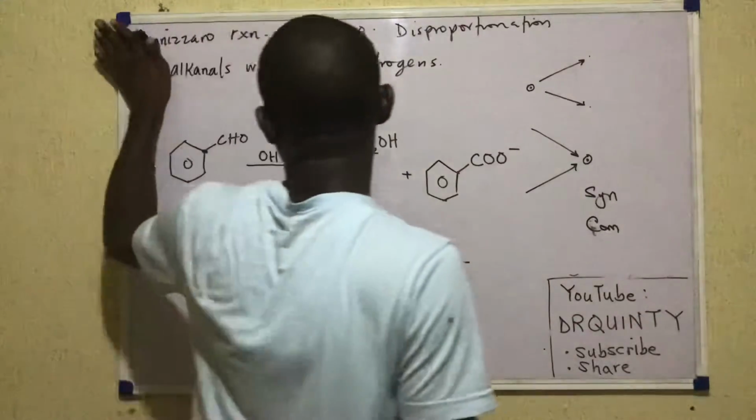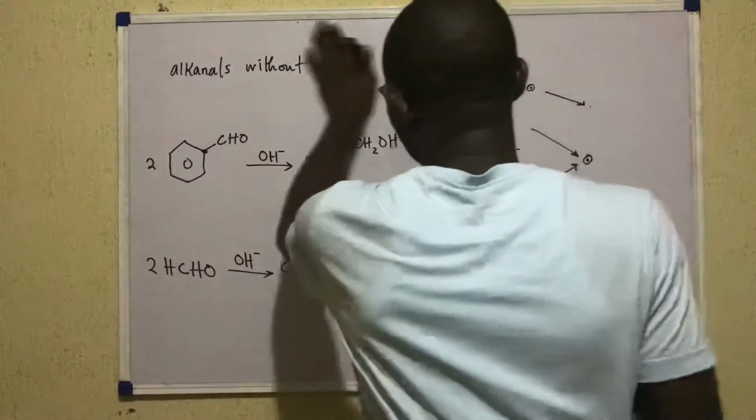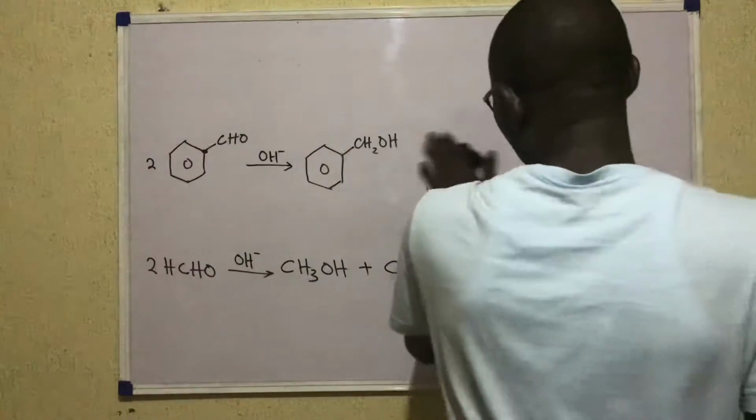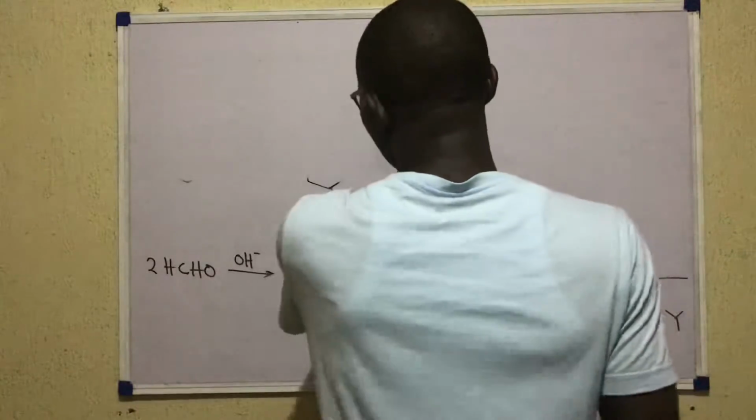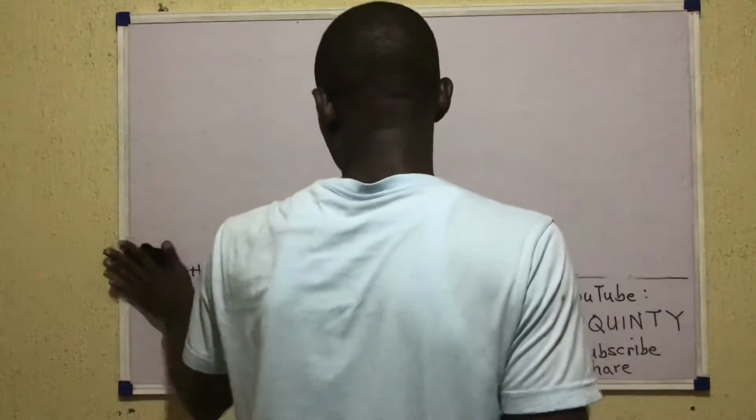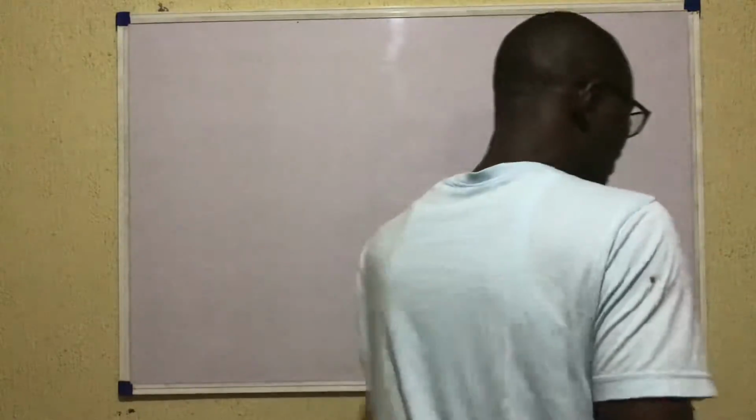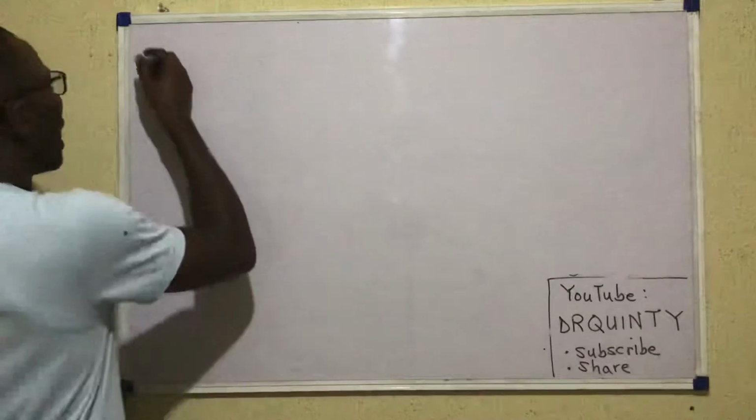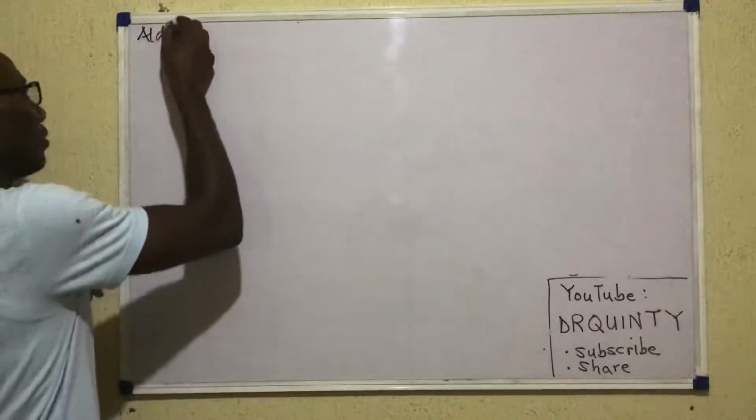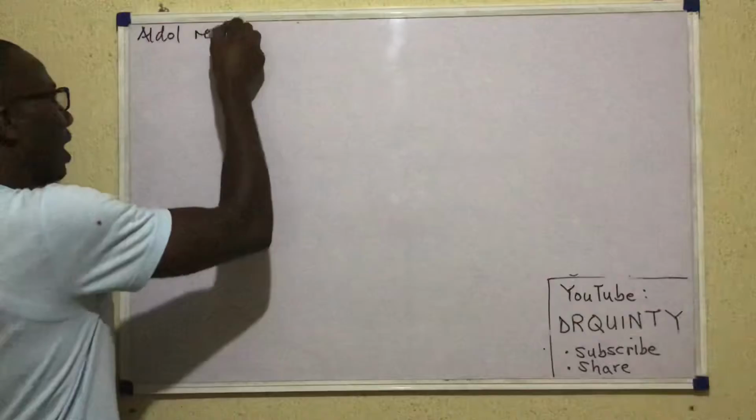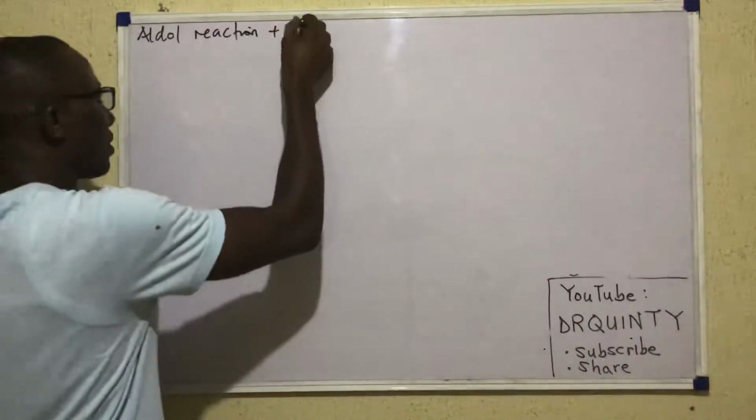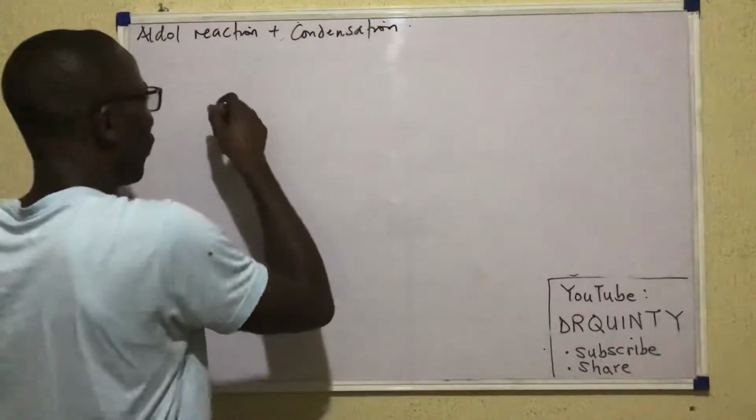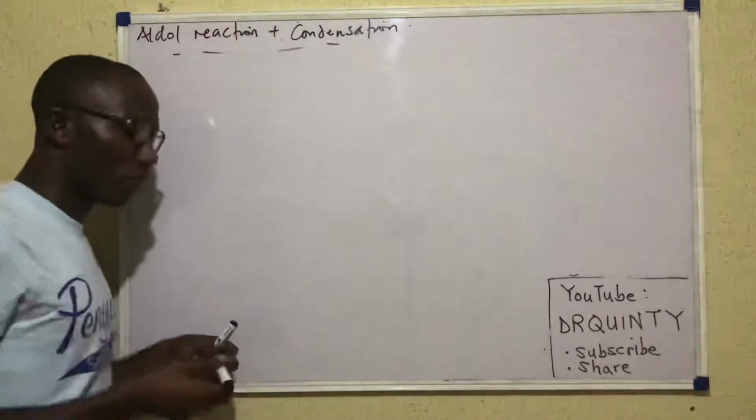Now, for the last reaction that alkanals and alkanones undergo, this one is not a reaction of just one of them, like the Cannizzaro reaction that we said is strictly for alkanals. This next reaction is for both alkanals and alkanones, and it is called the Aldol reaction, which includes aldol formation and aldol condensation.